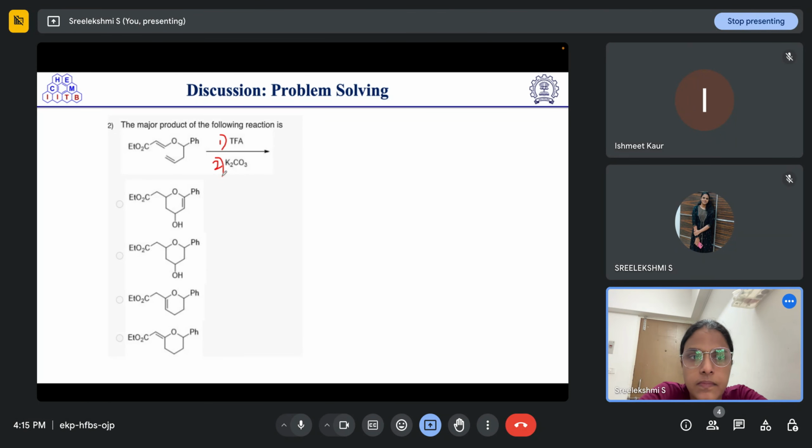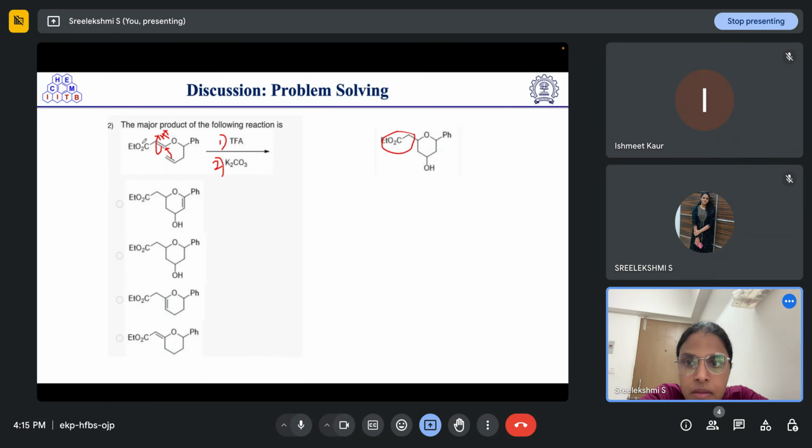So this is a modification of the Prins reaction, we can say, and the answer is this one, that is option B. I hope you are able to get to this answer. I will explain. So first, what is happening is that in the presence of this acid, this double bond will attack on this center, so that a six-membered ring will be formed, and this double bond will shift to here, and it will be taking up a proton, so that it will be a six-membered ring with this CH2CO2 over here.